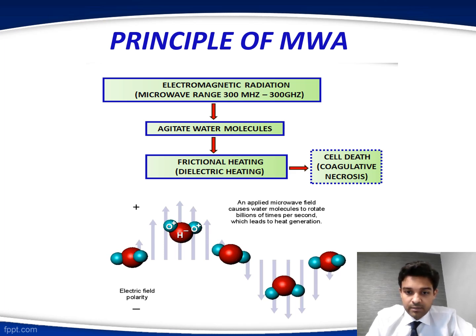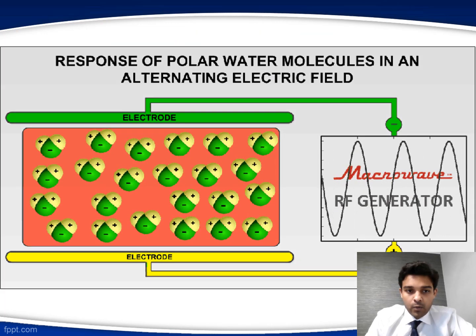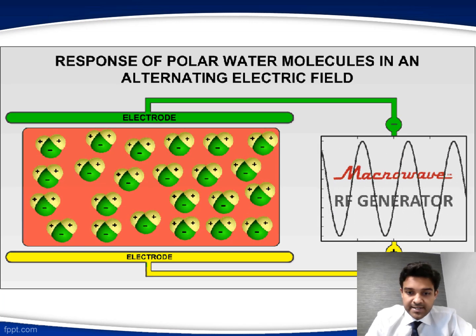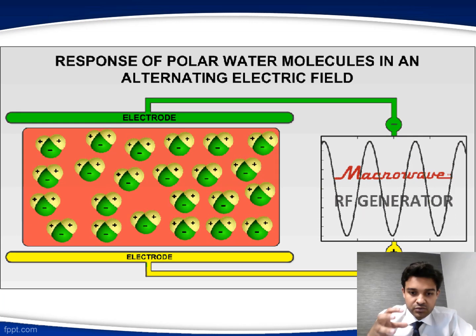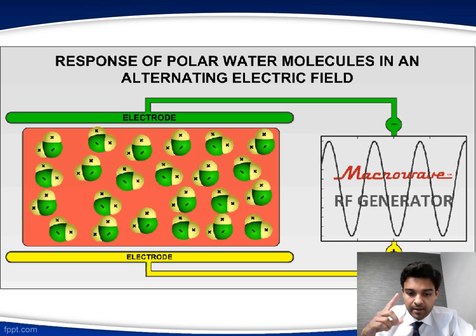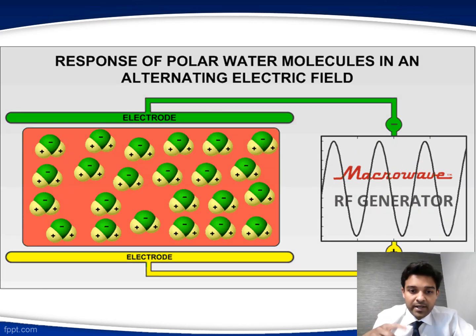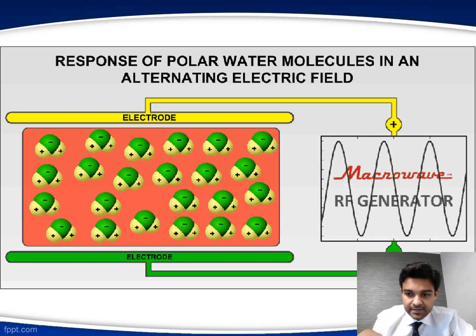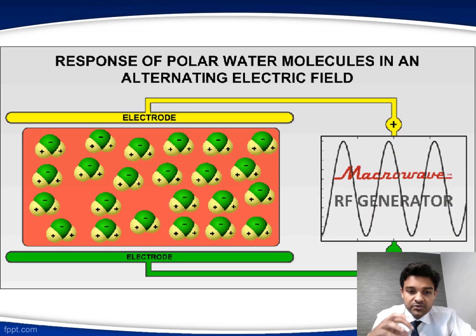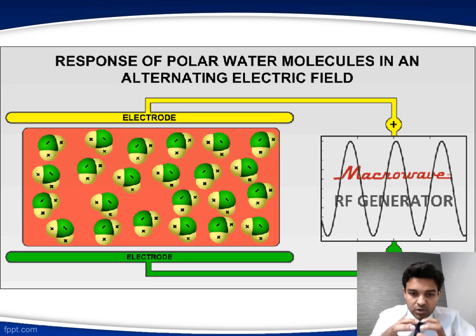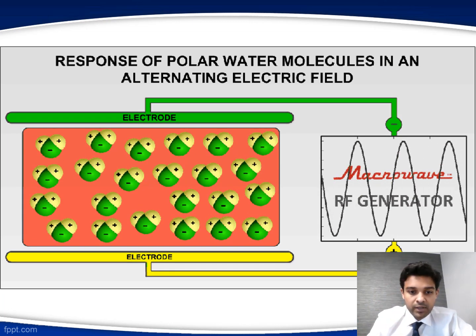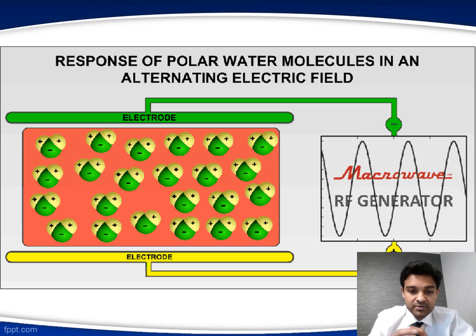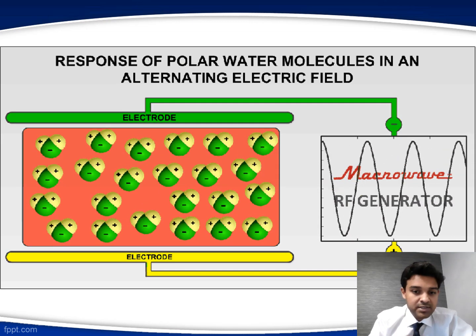So let me talk in detail about dielectric heating. Now, what happens here? When an alternating magnetic field is applied through the microwave generator, through the microwave antenna, the dipolar water molecules try to align themselves to the alternating magnetic field. This effect is called dielectric heating.